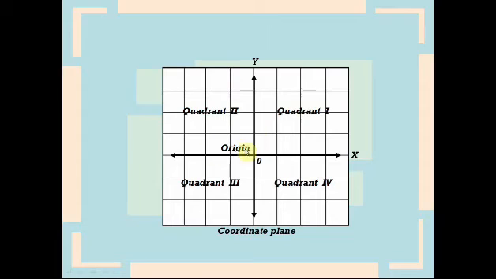It's called the origin, and when the two number lines intersect, they form four sections. Each section is called a quadrant, and the order of them is: this is quadrant 1, quadrant 2, quadrant 3, quadrant 4.